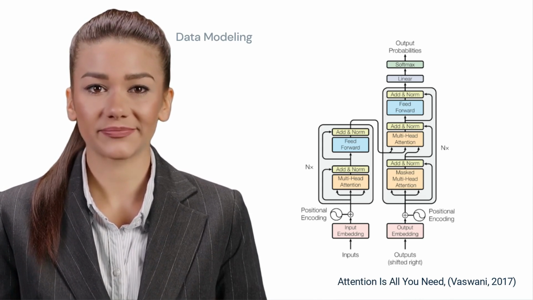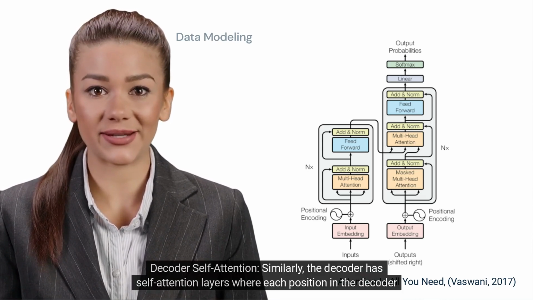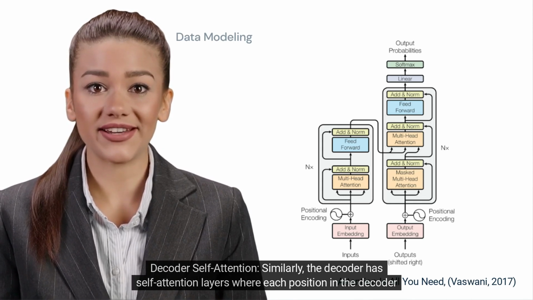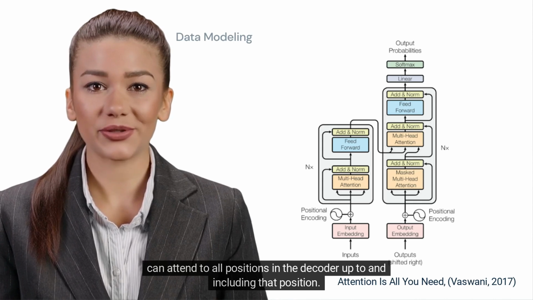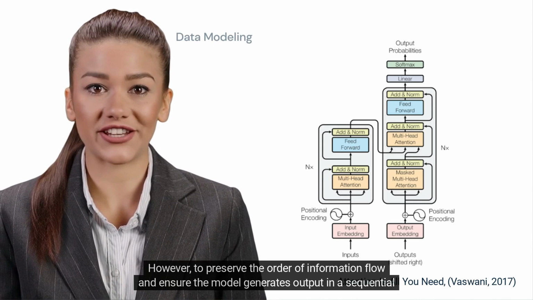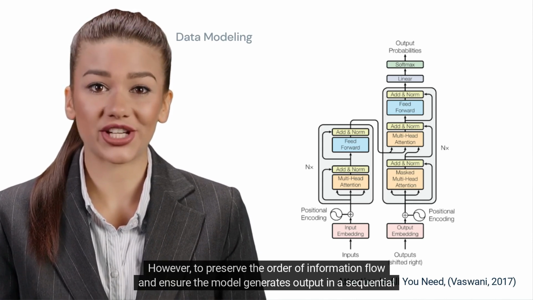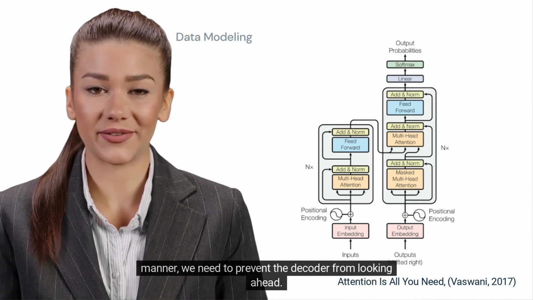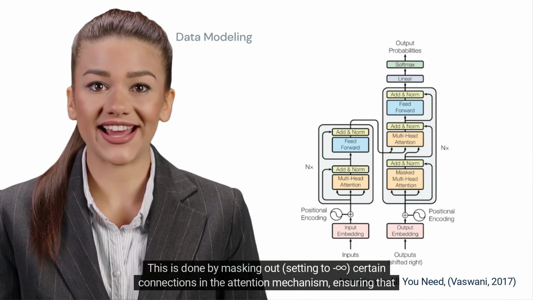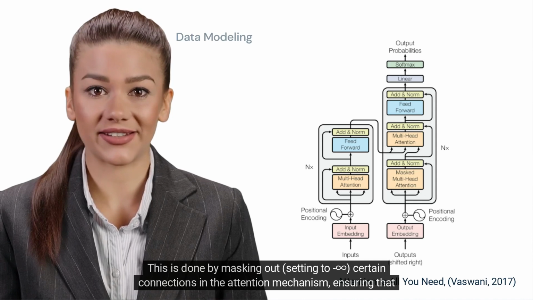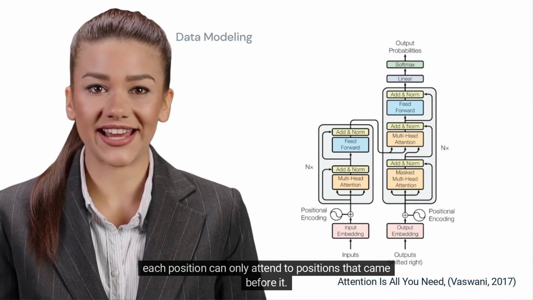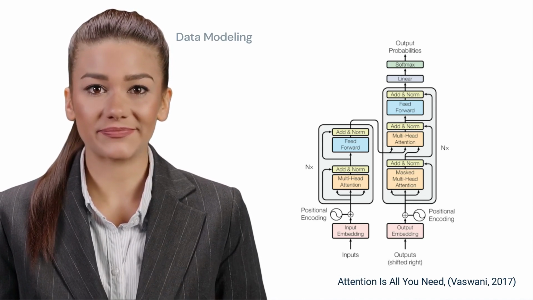3. Decoder self-attention. Similarly, the decoder has self-attention layers where each position in the decoder can attend to all positions in the decoder up to and including that position. However, to preserve the order of information flow and ensure the model generates output in a sequential manner, we need to prevent the decoder from looking ahead. This is done by masking out, setting to -infinity, certain connections in the attention mechanism, ensuring that each position can only attend to positions that came before it.